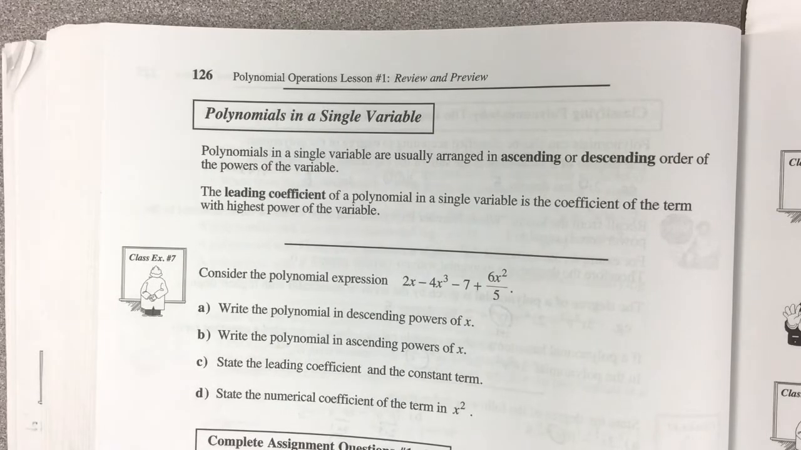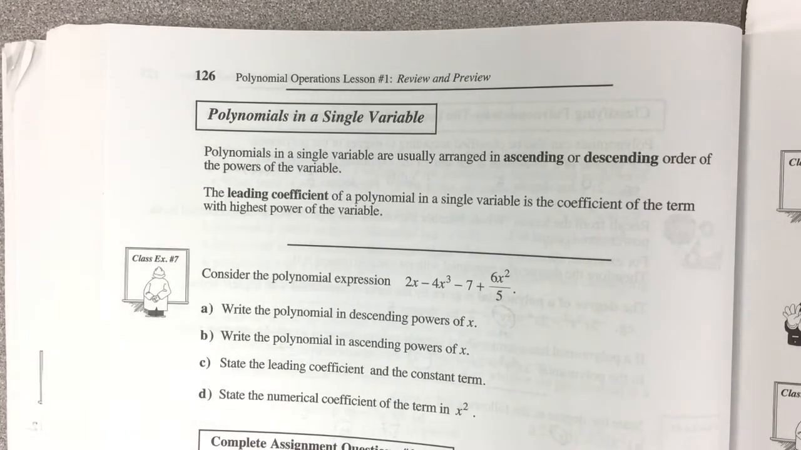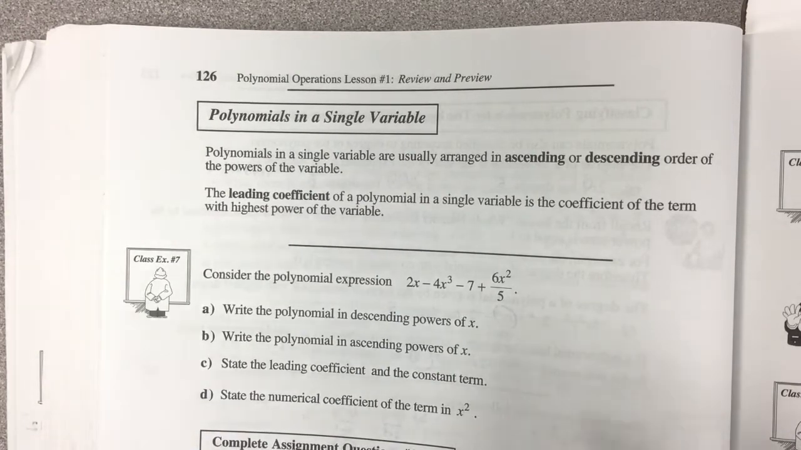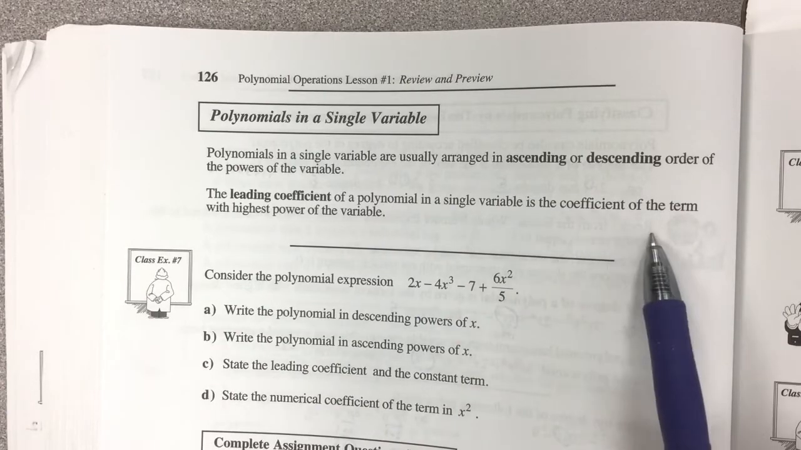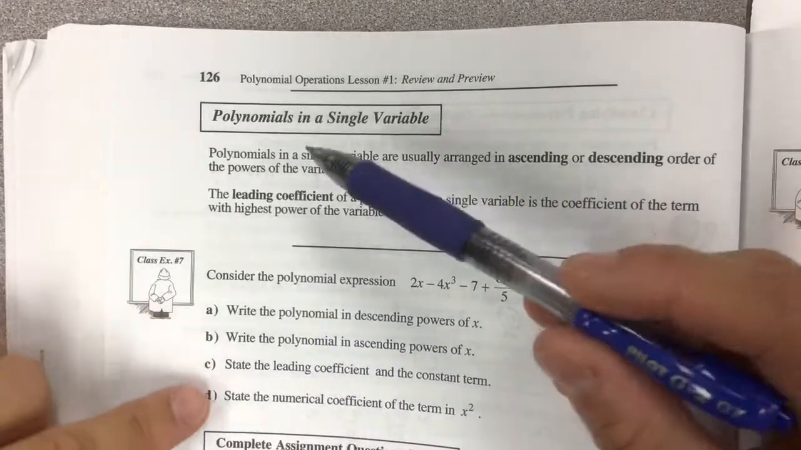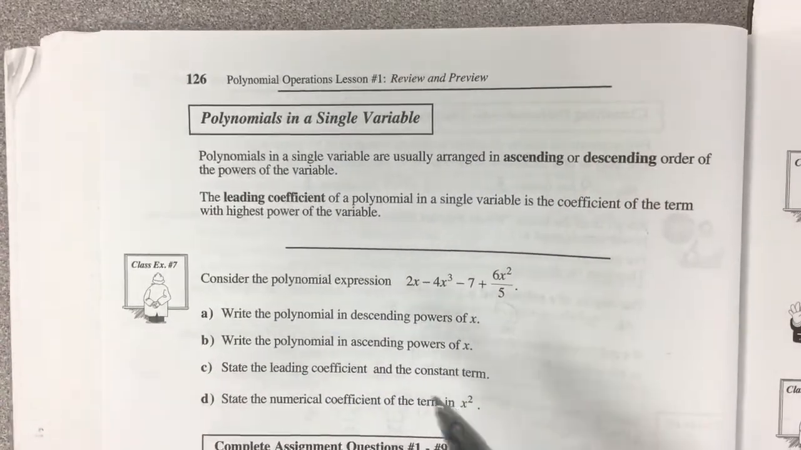A polynomial in a single variable, these are usually arranged in ascending or descending order. The leading coefficient of a polynomial in a single variable is the coefficient of the term with the highest power of the variable. That's pretty wordy, but we're going to break that down in example number 7.